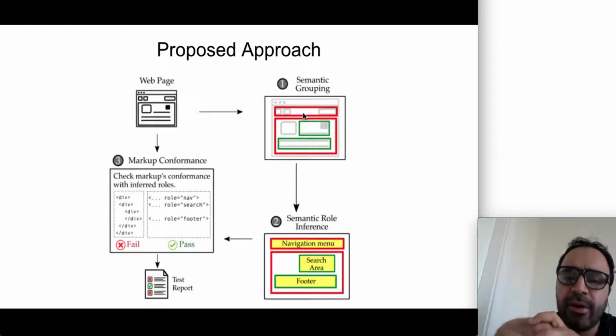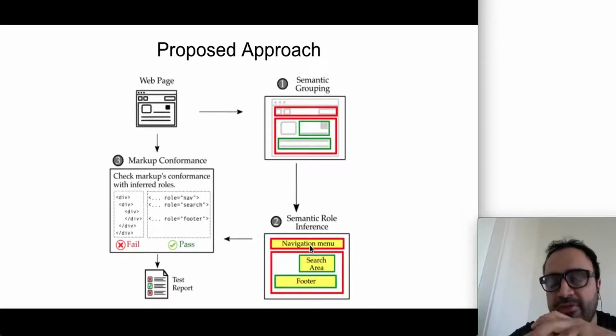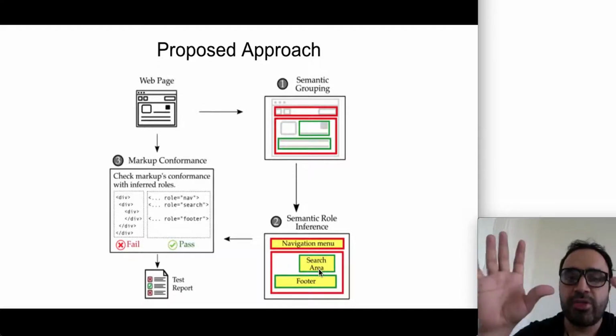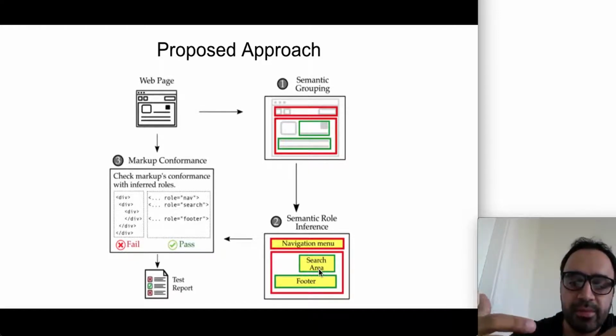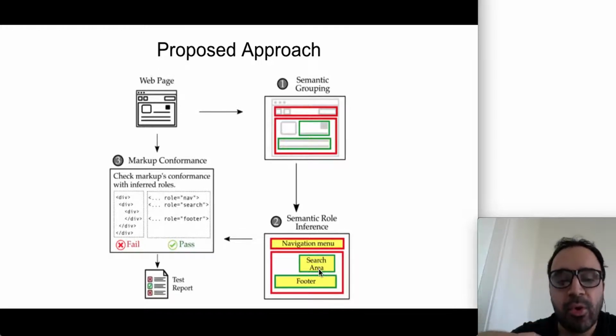For instance, you could have a region that serves a navigation purpose. This region allows you to navigate between different regions of the page or different contents of different parts of the website. You could have another region that serves the role of a search area. This region allows the user to input the search query and then execute it, and so on.